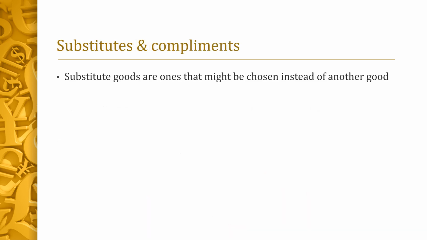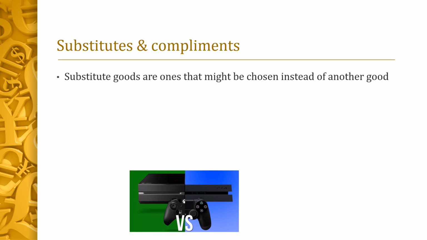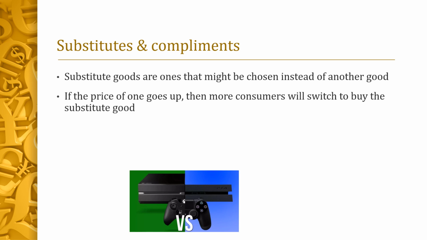Substitute goods are ones that might be chosen instead of another good. For instance, the difference between an Xbox console or a PlayStation console. If the price of one goes up, then more consumers will switch to buy the substitute good. So if an Xbox becomes more expensive, then people that would formerly have bought an Xbox might switch and buy a PlayStation.